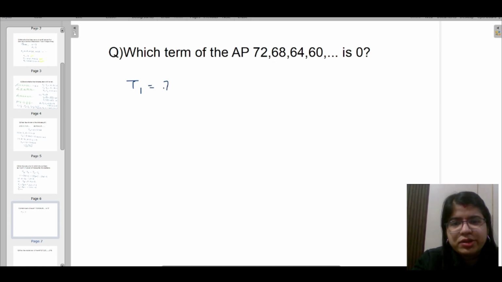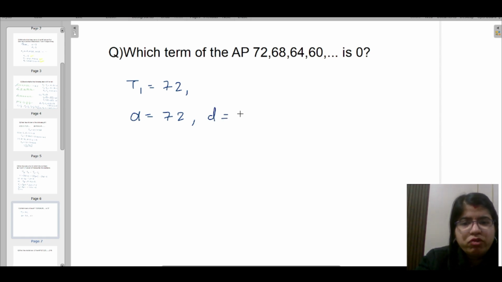T1 is 72. That is, A is 72 here. And what about D? When you subtract T2 minus T1, what are we going to get? We are going to get 68 minus 72. 68 minus 72 will be how much, students? It will be minus 4, right?